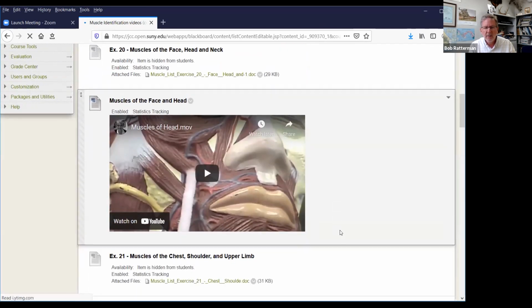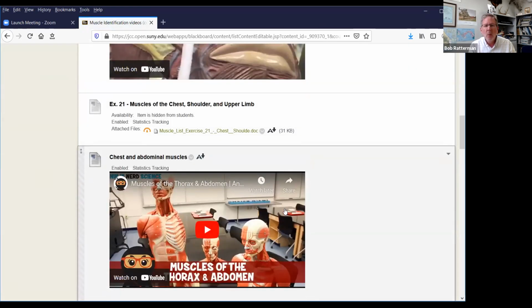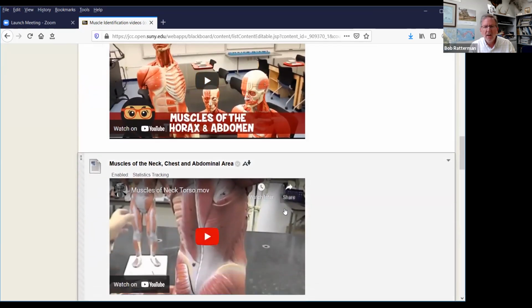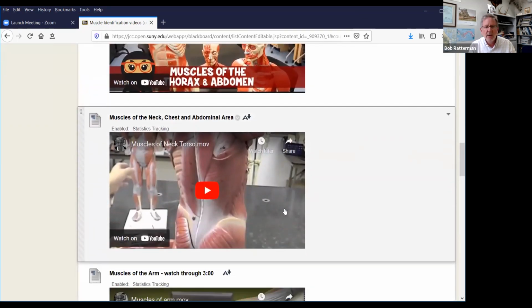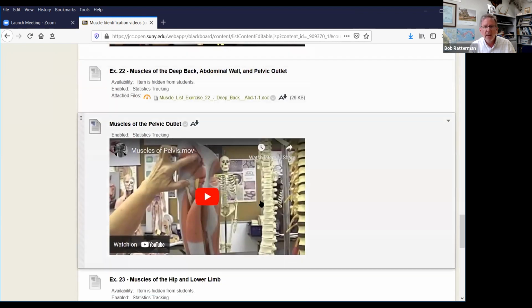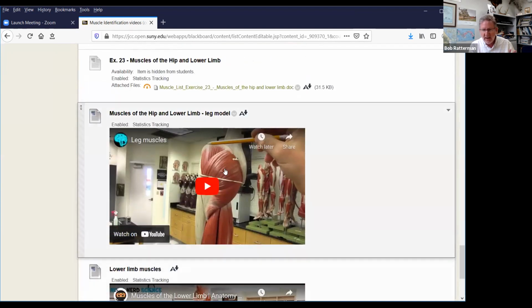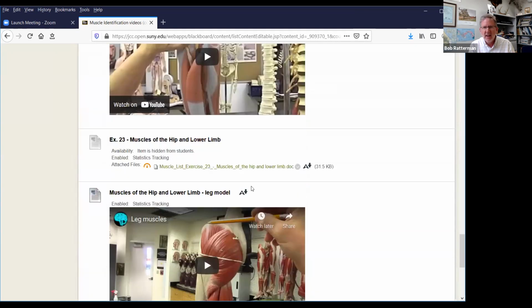There are several videos here, one on the face and head muscles, two on the chest and abdominal muscles, and then we've got an arm, actually two arms, and a couple legs. I wanted to let you know that these are here. When I put these together last spring, when we had to go totally remote, I chose those videos that had the same exact models that we have in lab. So, you can take a look. These look familiar to you, right?